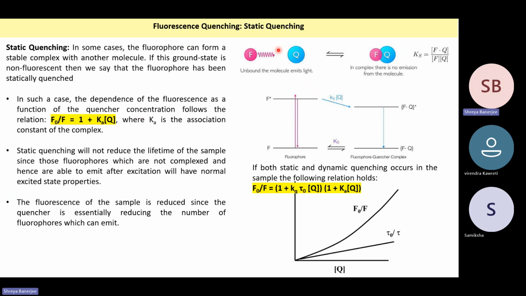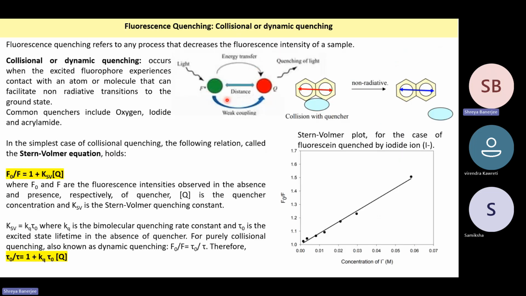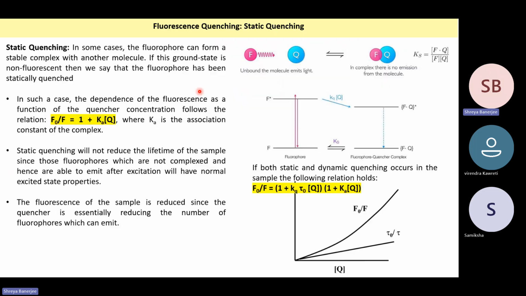Another kind of quenching: in this one, the two molecules were colliding, some energy is getting transferred from the fluorophore to the quencher, and the fluorescence intensity is decreasing. Another way in which the fluorescence intensity can decrease is if a complex is forming. The fluorophore and the quencher come together, form a complex, and in that complex the quenching is happening.